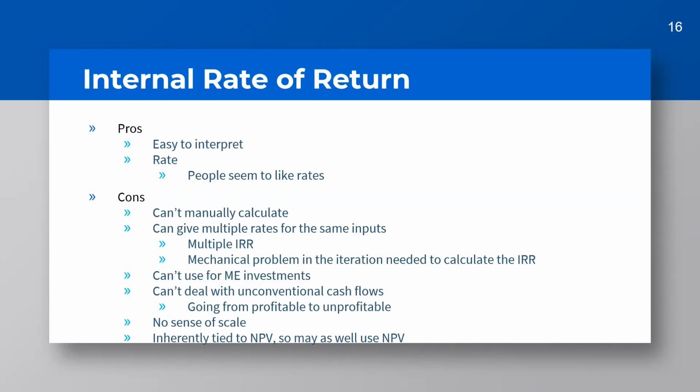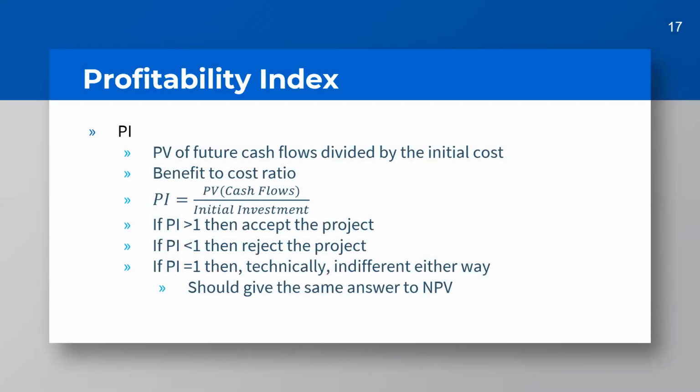And finally, internal rate of return is just inherently tied to NPV. So if we're relying on NPV anyway, you may as well use the source of the motivation for it and use what's getting to the bottom line goal of the company.